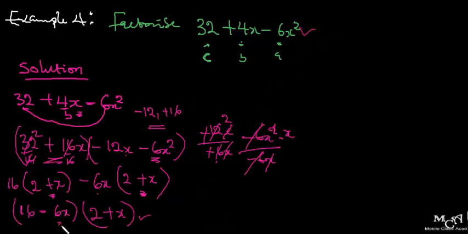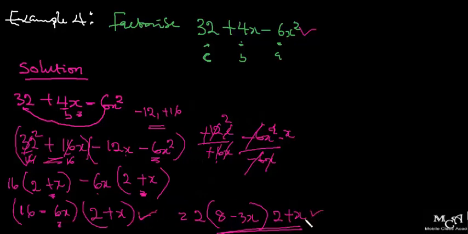This bracket, we can factorize it a little. What can go in 16 and go in 6? We can say 2, which will give us 8 minus 3x in bracket, 2 plus x. We can leave our answer this way, or we can leave our answer this way. If we expand this, it's going to give us what is here. If we expand this, it's going to give us what is here.